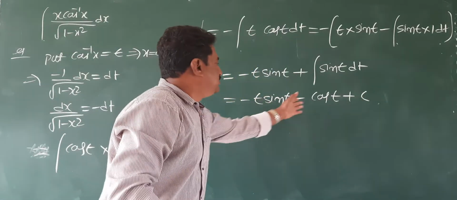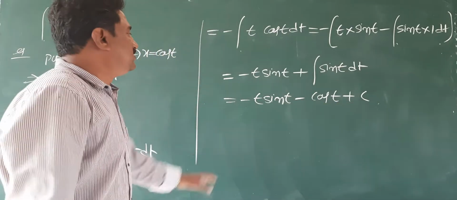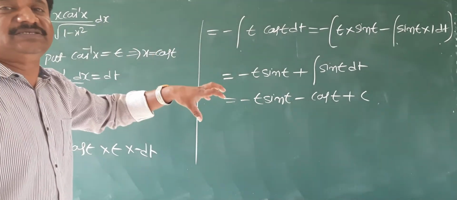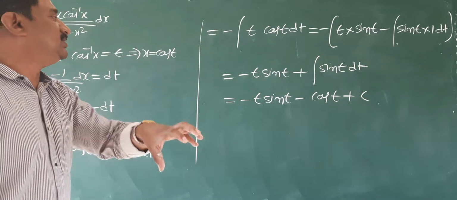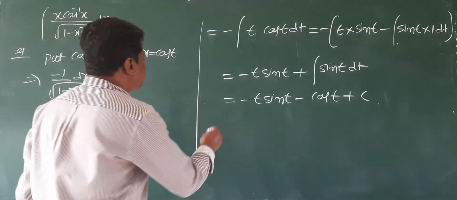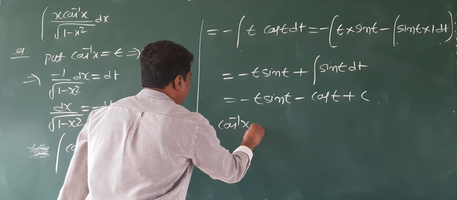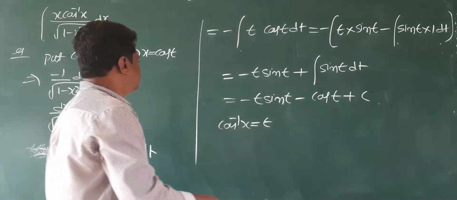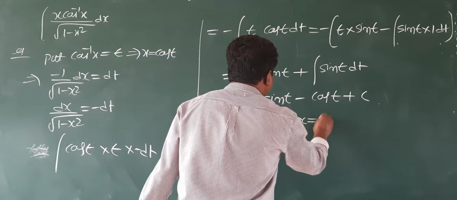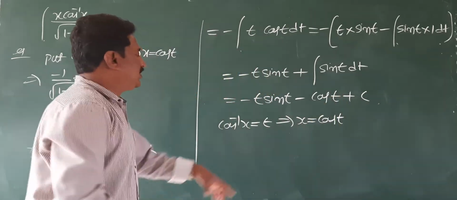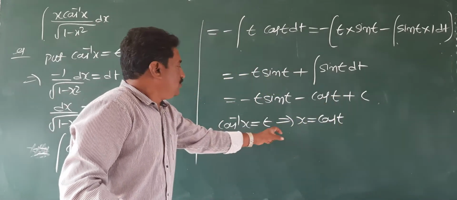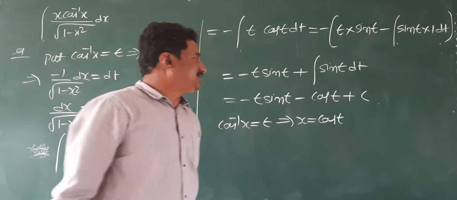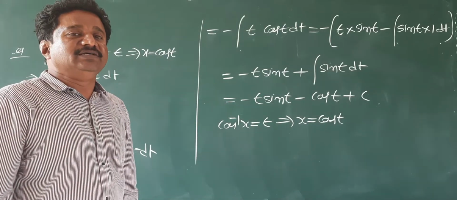Now you change all these t terms into x, because the question contains the variable x. The answer should also be in terms of x. So cos inverse x is t. For t you can substitute cos inverse x. So x equals cos t. For cos t you substitute x. Still the sin t value is required.